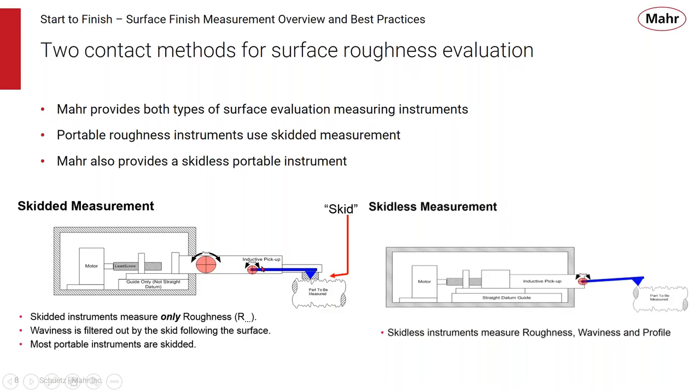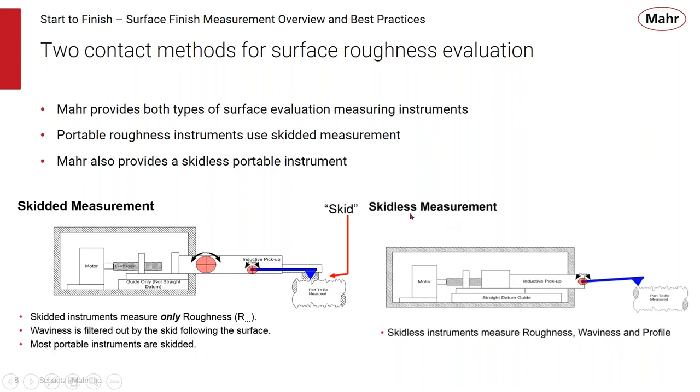So as the skid is dragged over the part, the skid is going to follow the long-term surface conditions, the waviness or the profile, and just pick up the roughness parameters. So skidded instruments measure only roughness. Waviness is filtered out by the skid following the surface, and most, like I said, most portable instruments are of the skidded type.